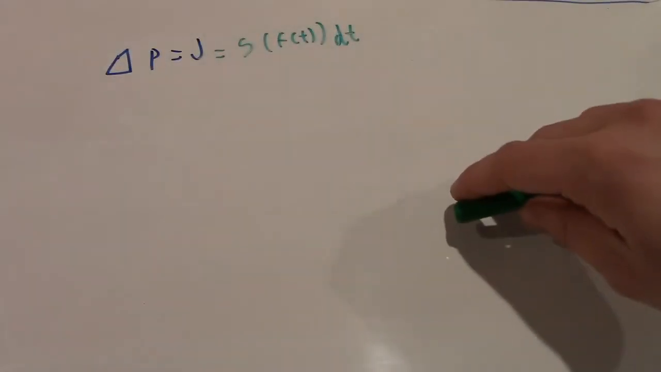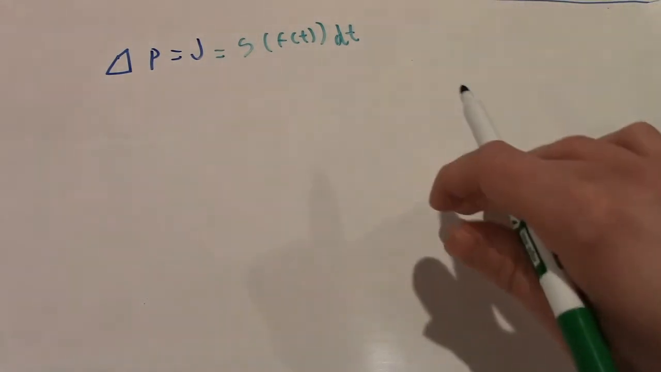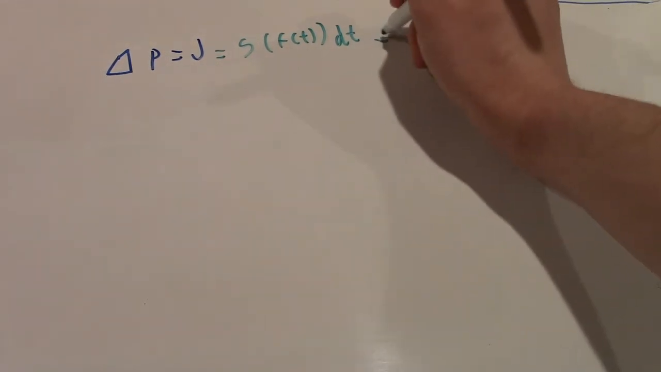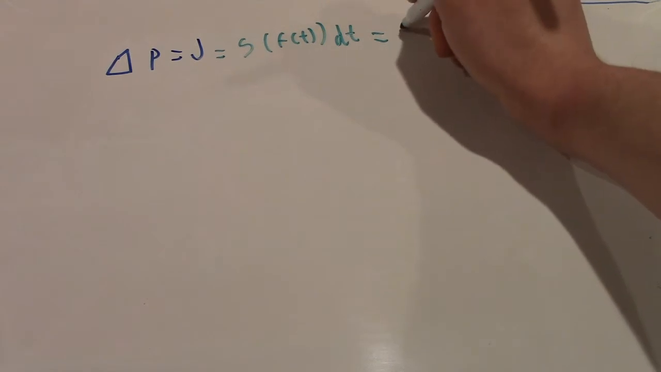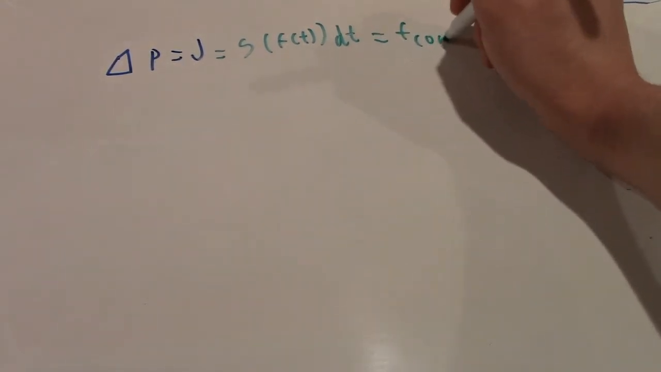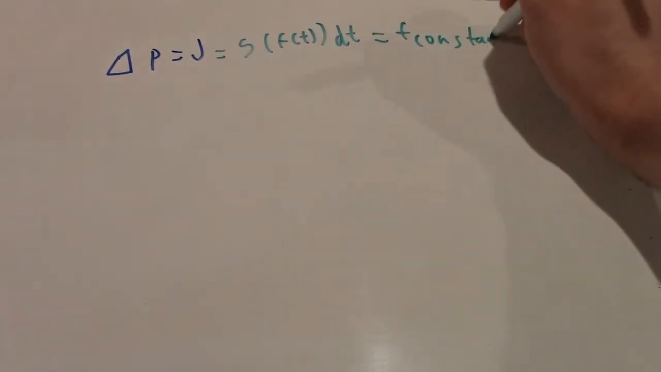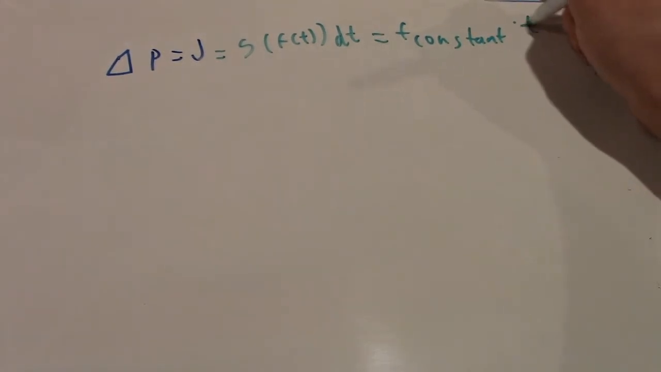Now, if the force we are applying to the object happens to be a constant, then we can simply ignore the integral and write it as force, again, if it is a constant, times time.